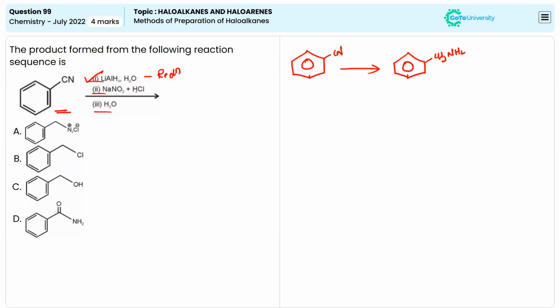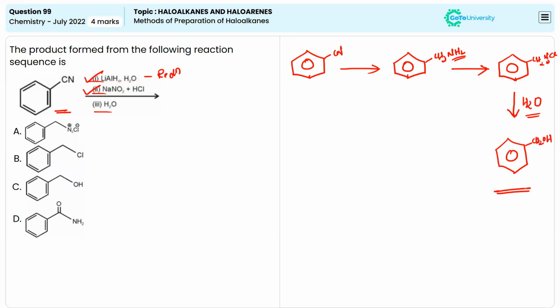Now, the second reagent is NaNO2/HCl. That is the diazotization reaction, where diazonium chloride will be produced. Here the NH2 group will be converted into the diazonium group, so it will be CH2N2Cl. Now we have to take water as well. When you do the hydrolysis with water, this will convert into CH2OH. So this is the final product of the reaction.